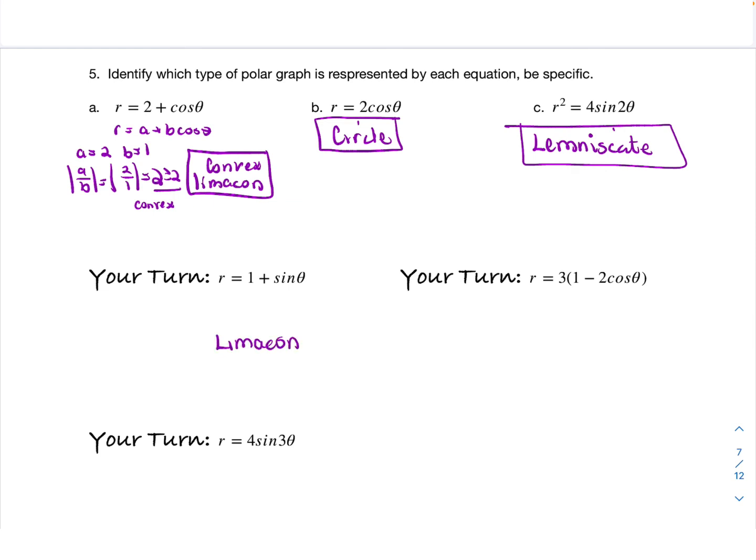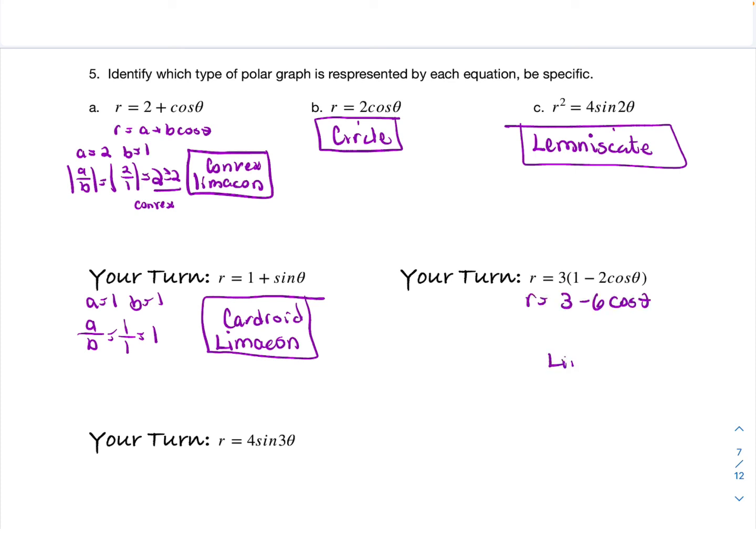Okay, so this one is a plus or minus b sine theta. So this is a limacon, and our ratio is 1. So if it is 1, it's a cardioid limacon. This one I need to get rid of the parentheses, and oh, it's another limacon. Okay, testing my ratio of a to b. Remember, disregard the signs when you do this because we're doing the absolute value of a and b. We get 3 over 6, which is 1/2, which is less than 1. So this is an inner loop limacon.